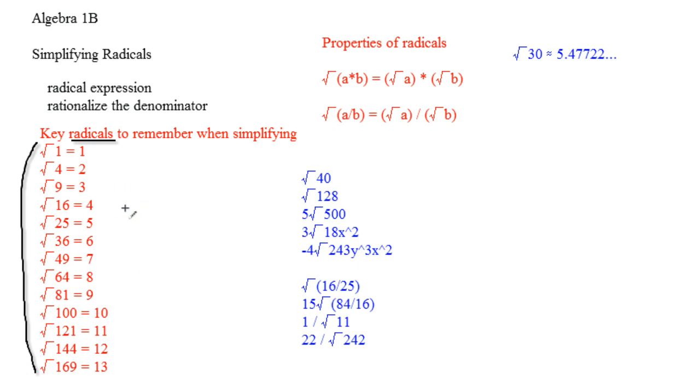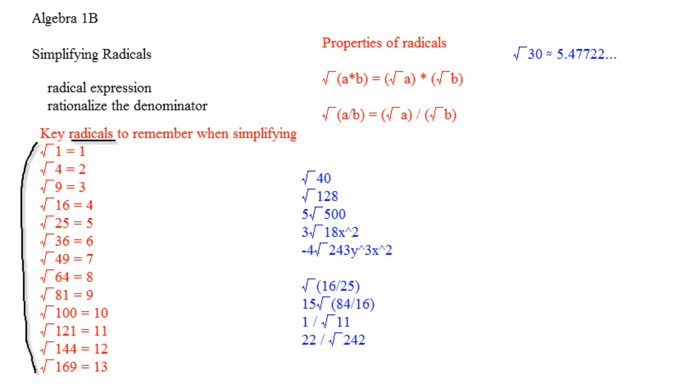Now, I know some of you guys are going, wait, hold on. The square root of 1 is 1. Isn't the square root of 1 also negative 1? Yes, it is, but for the sake of simplicity, we're just going to work with the positive answers right now. Technically, these all should have a plus or minus in front of them, but they don't. So some pretty simple ones. Square root of 1 is 1, all the way down to the square root of 169 is 13. Now this will come in helpful.